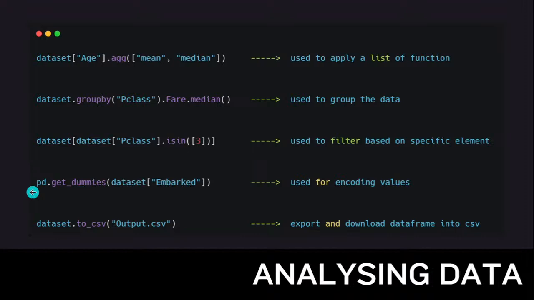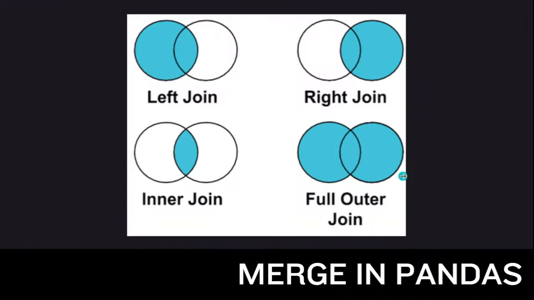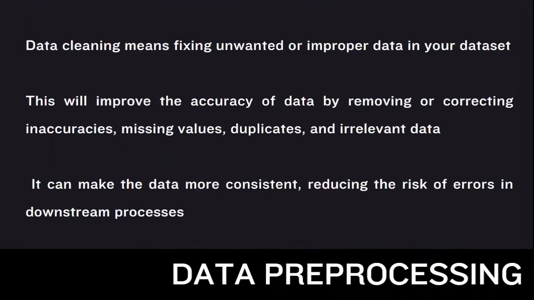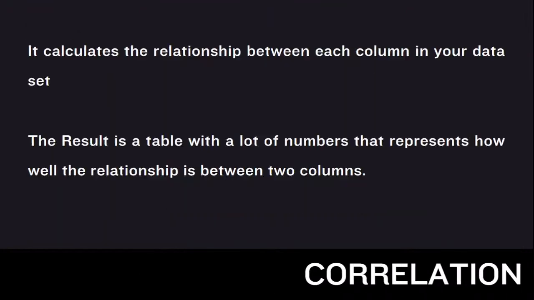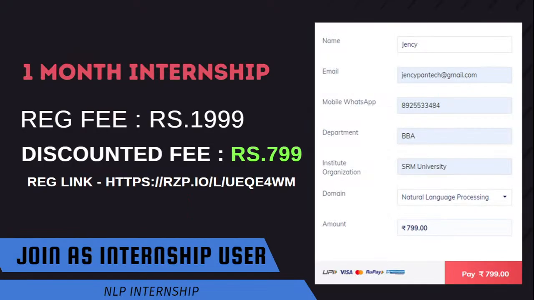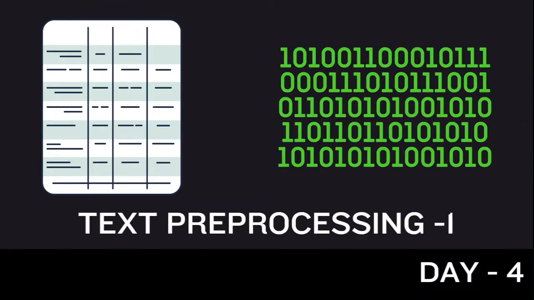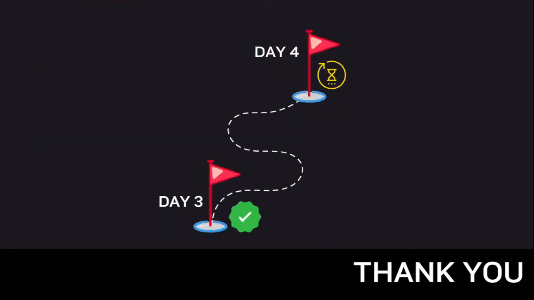So finally we'll see these things. I think we can continue this in the next session with merging and then some preprocessing methods with correlation. Along with that, we will be completing that and going into text preprocessing 1. So we'll see in the next session.